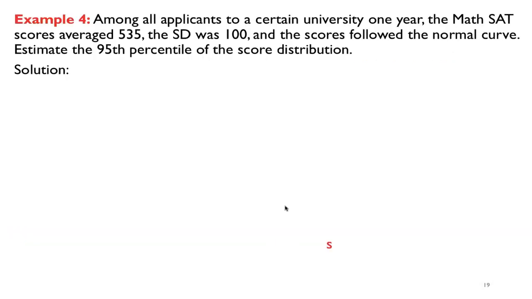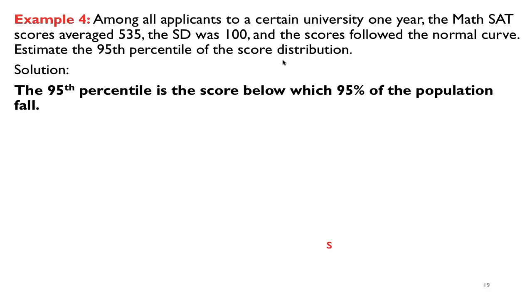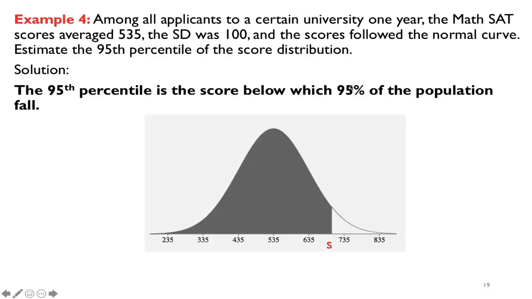So here's another example. What if I have SAT score again, 535, SD is 100. What if I want to know the 95th percentile of the score distribution? So the 95th percentile, this is what you typically get when you get the SAT score. It's basically the score below which 95% of the population fall. So for example, if this percentage is 95%, I want to know what score is that. In other words, what score do I have to get to do better than 95% of the population? So this is kind of a backward problem.